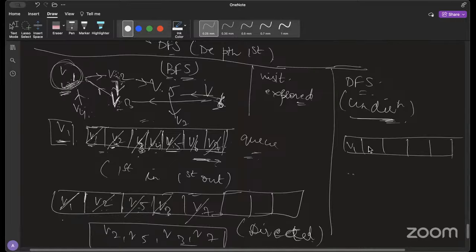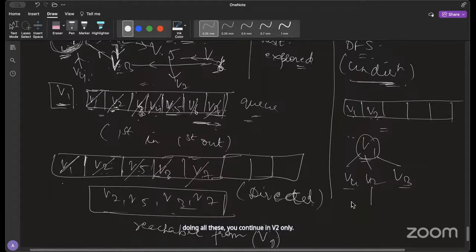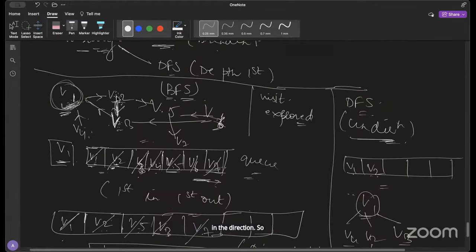Start from V1, then you do V2. Instead of writing all the vertices that are directly connected to V1, you write just one vertex and you start exploring that vertex instead of completing the exploration of this vertex first. So in breadth first search, you start with V1 and you visit every vertex connected to this, that is V4, V2, and V3, and then you get done with the exploration of V1. But you don't do that here in DFS. You start with V1, go to V2, and instead of doing all these, you continue in V2 only in this direction. So then you start exploring V2.